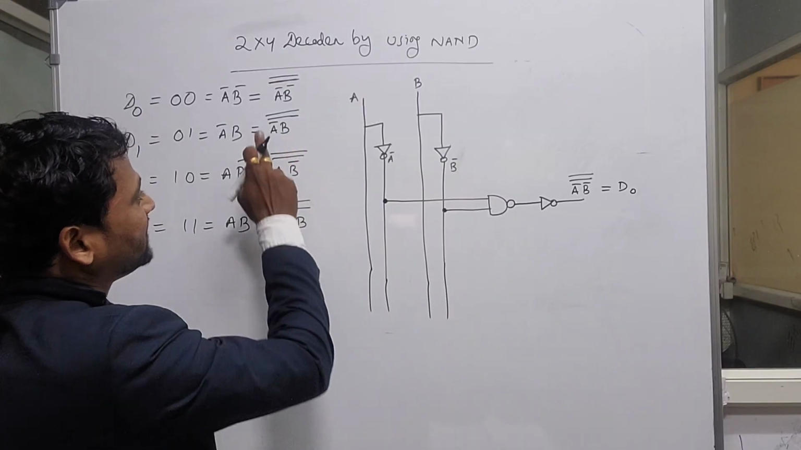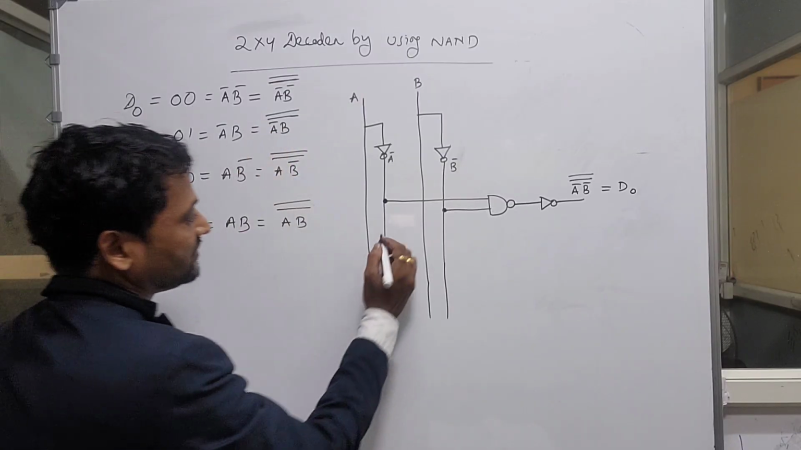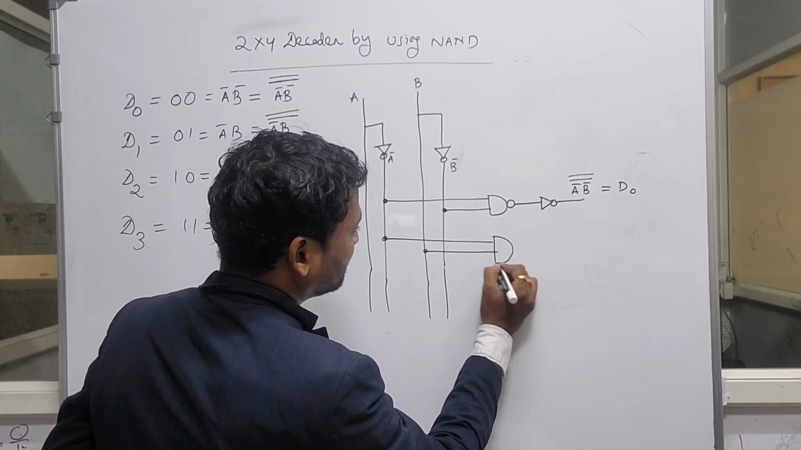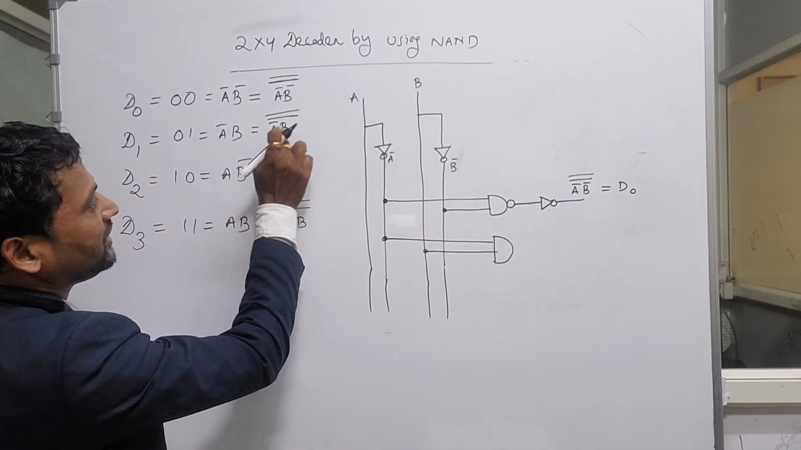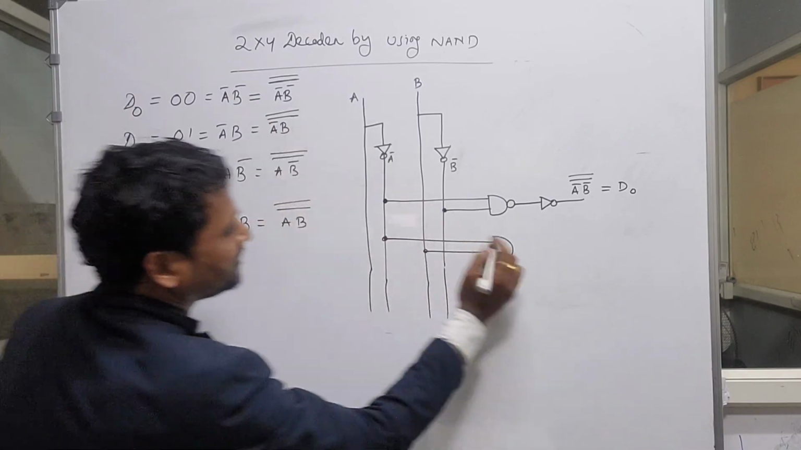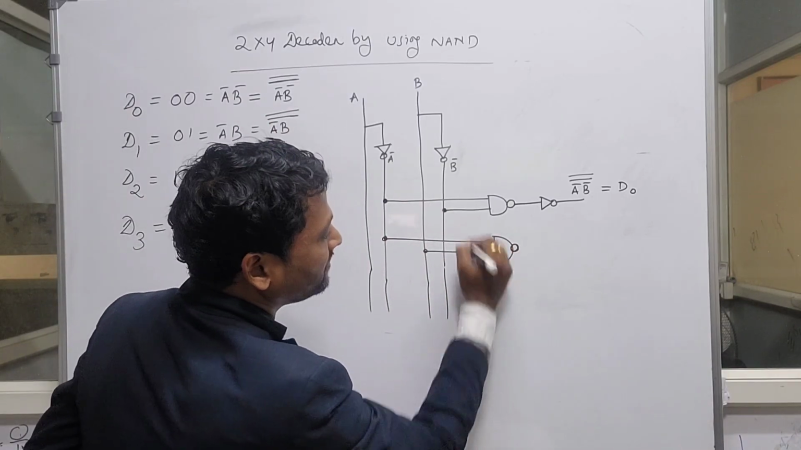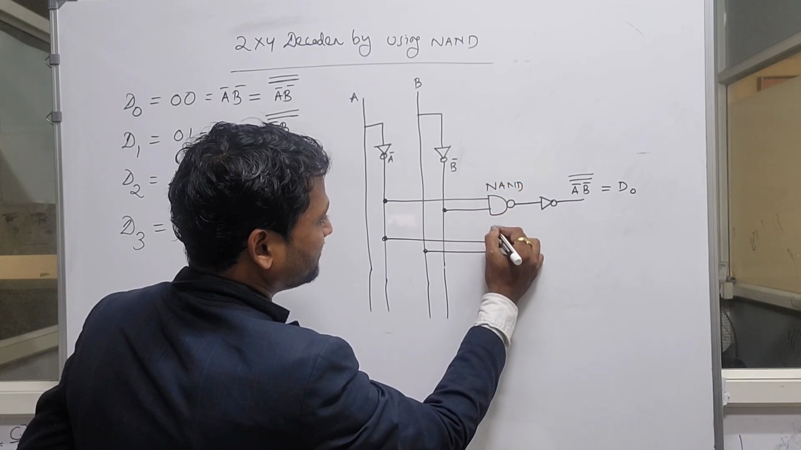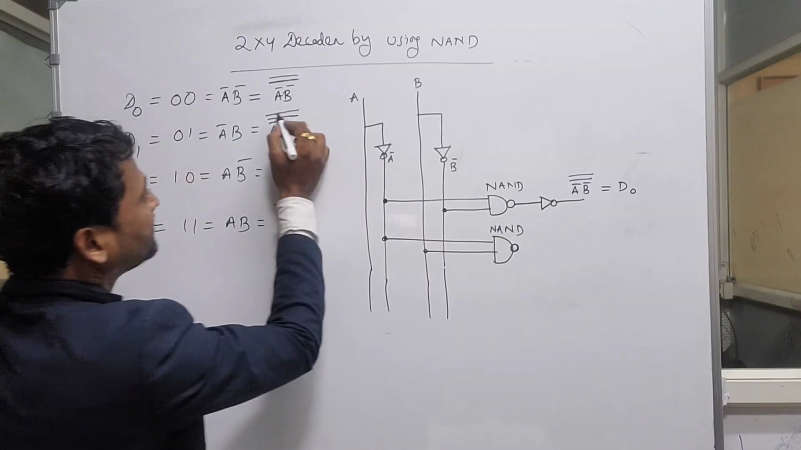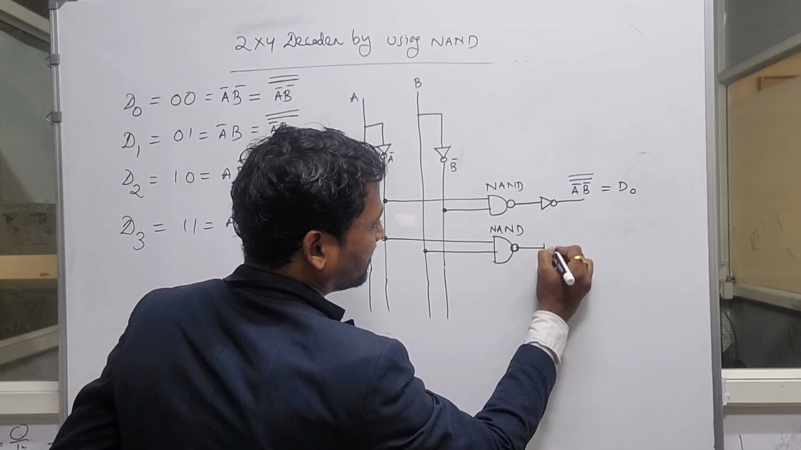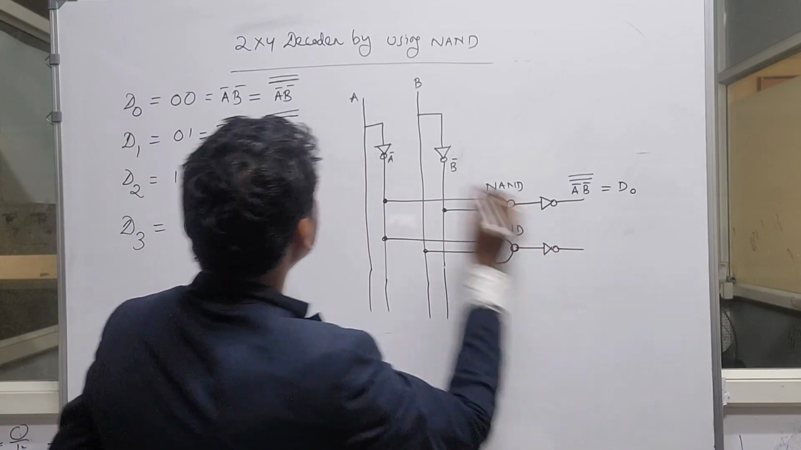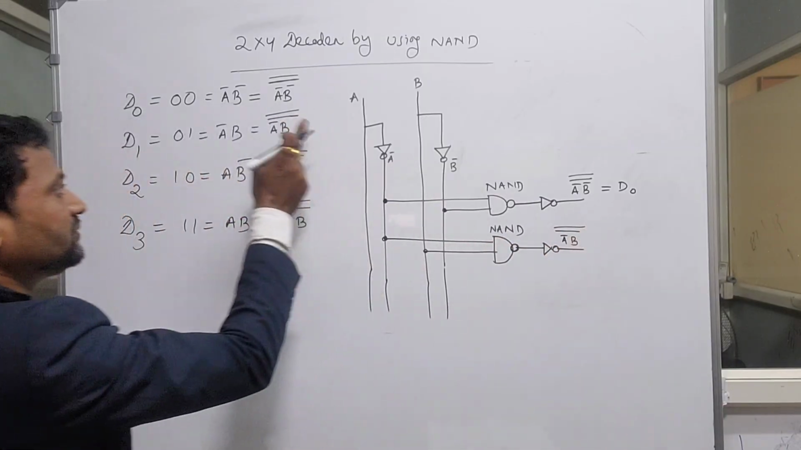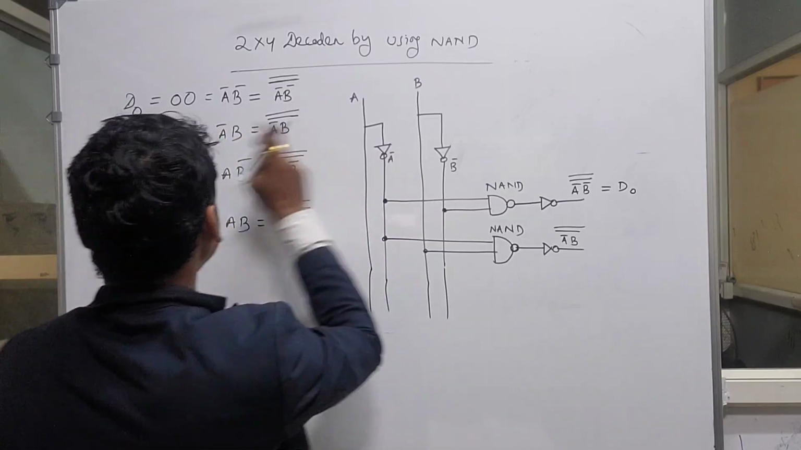Similarly for the second one, what do we need? We need A bar B, so you can take A bar from here and B from here. You take an AND gate, meaning A bar into B is an AND gate. Bar means you just take a NOT gate here, meaning you take a NAND gate, as above. Then one more bar is needed, for that you take a NOT gate. Understood? What is this? A bar B bar bar, meaning the bar of A bar B, that is your D1.